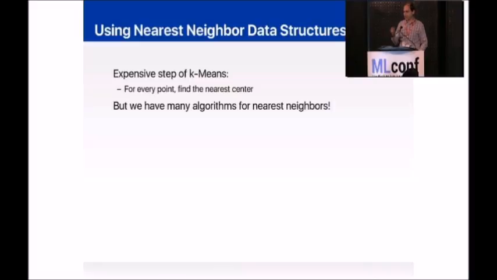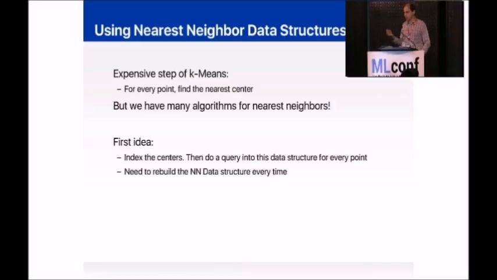I can do better. We have 50 years of data structures. Why not use them? So the first thing you come up with is: I have all these centers, so I'm going to build my nearest neighbor data structure on the centers. Then every time I have a query, which is a point, I ask which center it is closest to. I query into that data structure, and I get an answer back. And I do save some processing, because instead of doing a linear scan, I get something much faster.